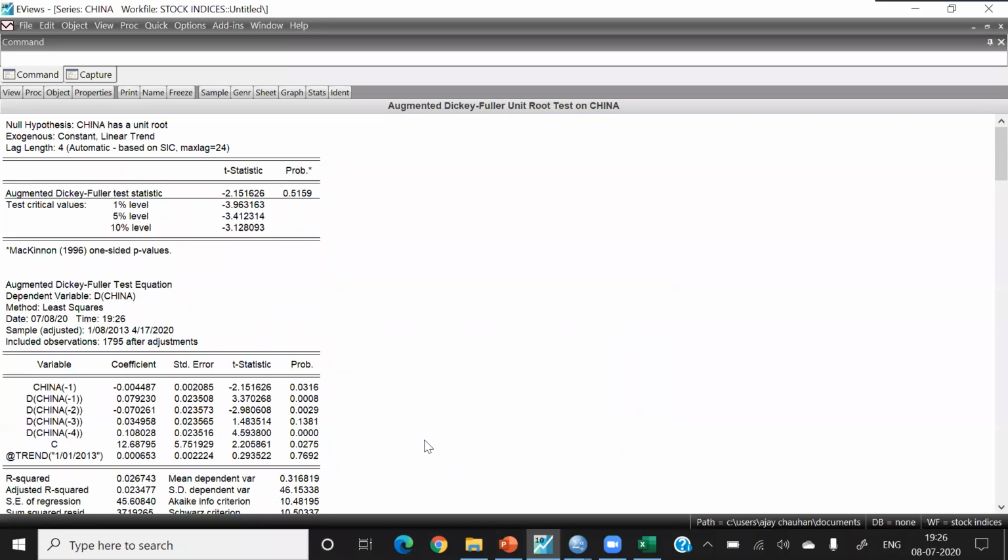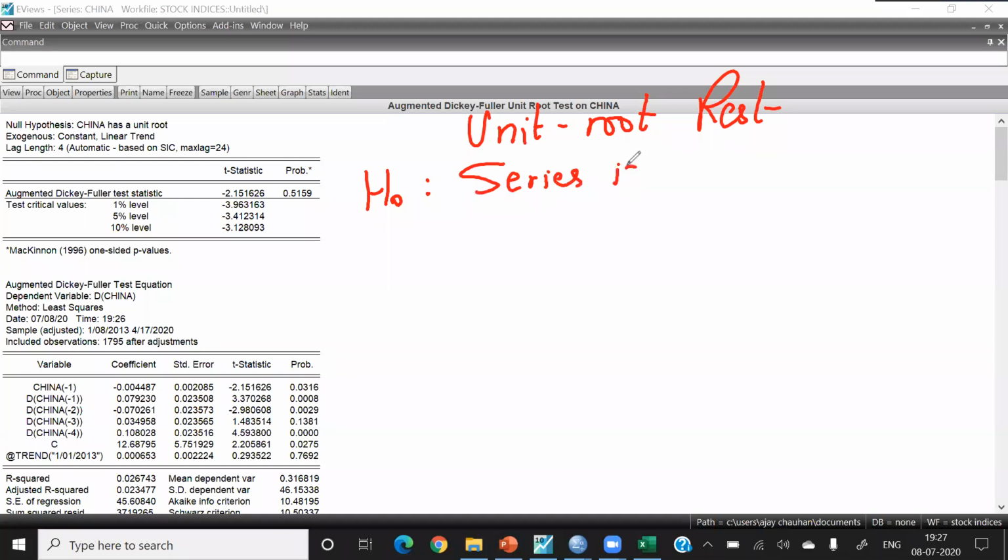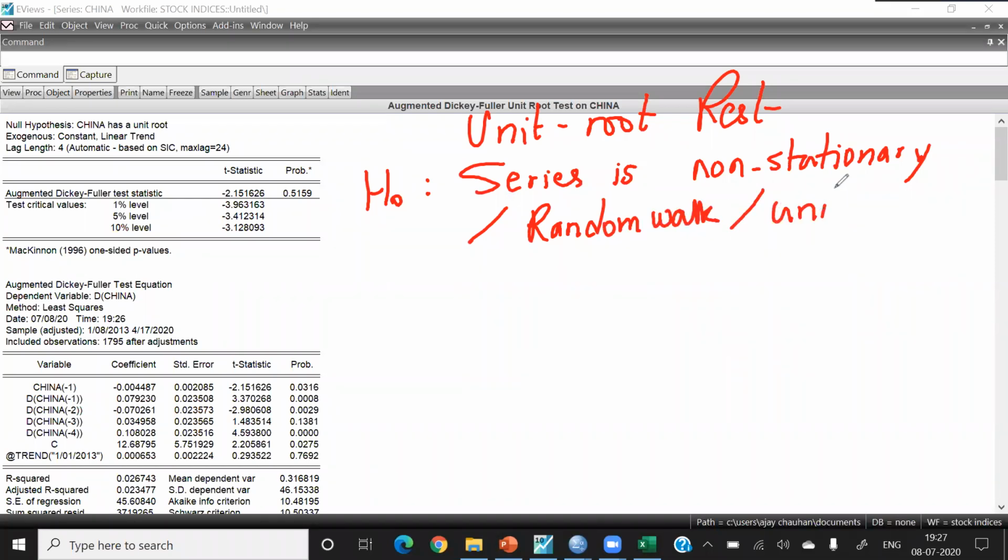Now how to study this Augmented Dickey-Fuller test? Let me show you what the meaning of it is. First of all, we are examining the results of the unit root test. So what is the null hypothesis of the unit root test? The series is non-stationary, or a random walk, or having a unit root. So this is the null hypothesis.